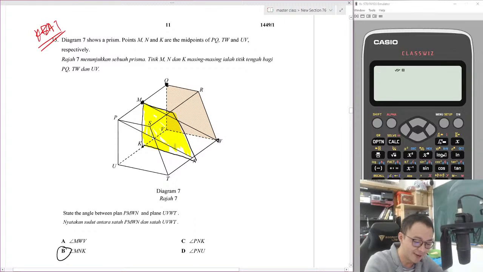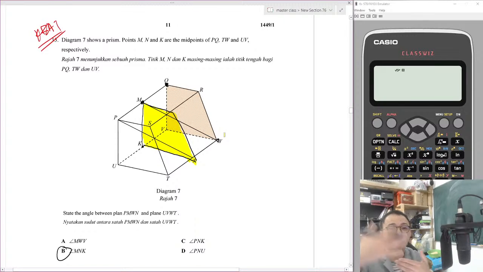Then you realize from M to W, because W is actually at the plane at the back there. The W belongs to this plane, QRWV. They are at different planes. So in order to find the angle between, you can never take the angle from one plane go to another plane. This one needs a bit of imagination.